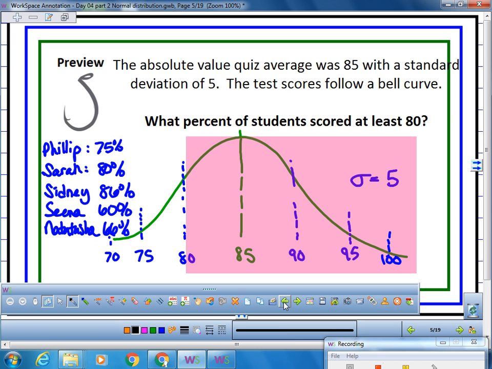If this is the middle, right? It's gonna be close to 70% right there. But it's all of this. Okay? It's not only this, but all of this, because at least 80 means 80 or more.